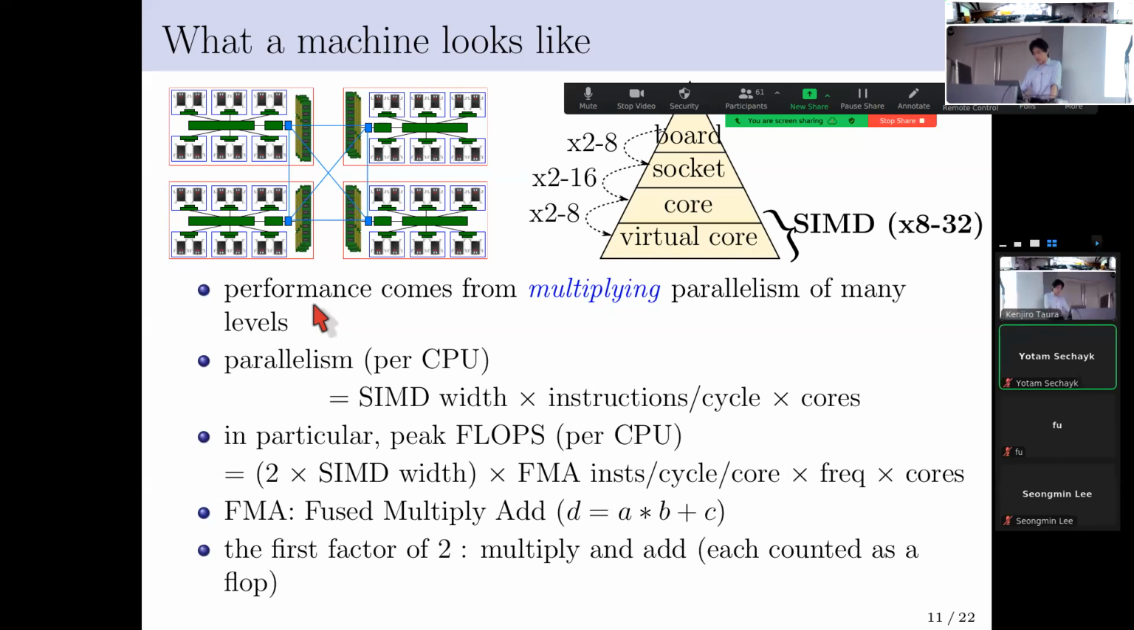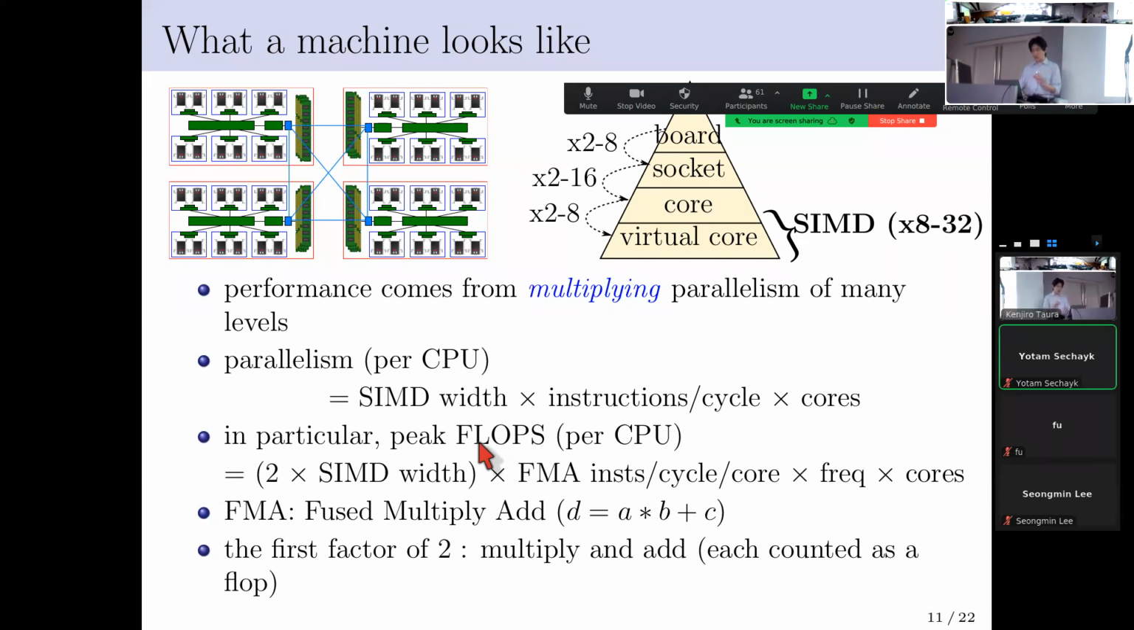Like I suggested already, the performance comes from multiplying these parallelisms at all levels. So this is the degree of parallelism per CPU. It is the width of a SIMD. For example, if a single SIMD instruction can operate on 8 floating point numbers, it is 8. And you have instruction level parallelism, which is the number of instructions this CPU is capable of performing every single cycle. And it is multiplied by the number of cores.